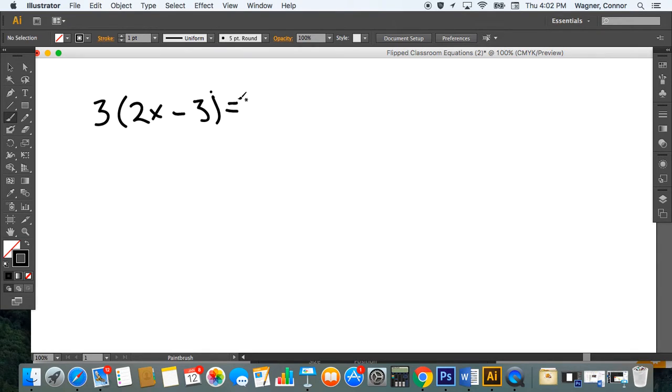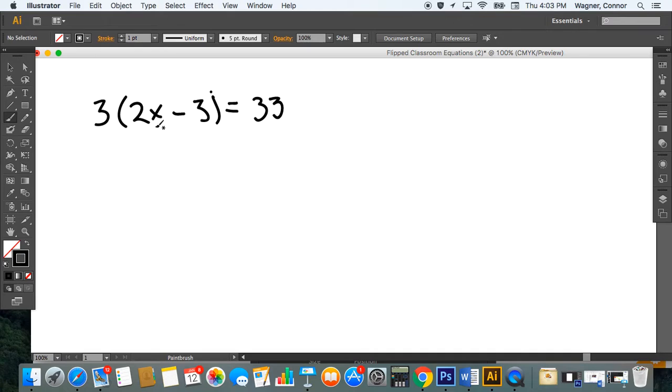So we're going to say 3 times 2x minus 3 equals 33. A lot of 3's here, I know. But how do we do this? In the order of operations, we have to start inside the parentheses. But as you can see here, we can't subtract 3 from this 2x because they are not like terms.